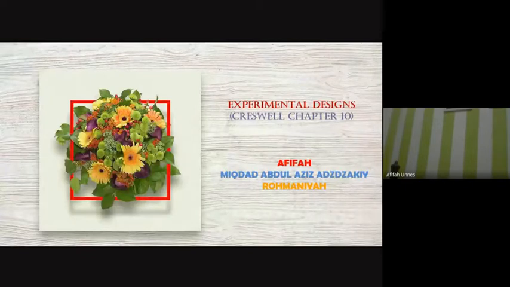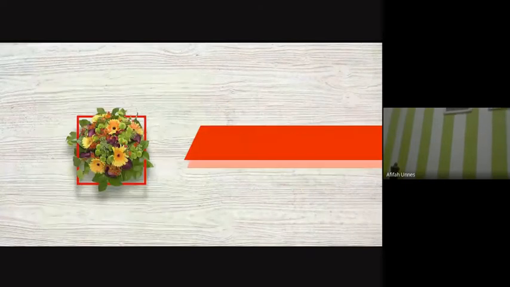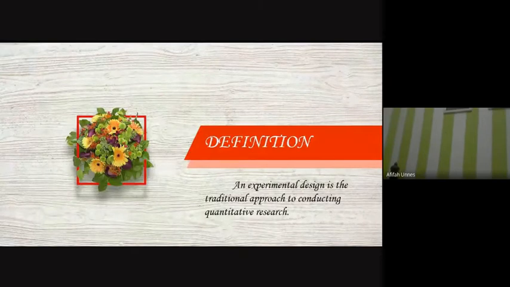Now, I want to explain about the definition of experimental design. An experimental design is the traditional approach to conducting quantitative research. Experimental design is a research conducted with a scientific approach using two sets of variables. The first set acts as a constant, which you use to measure the differences of the second set.